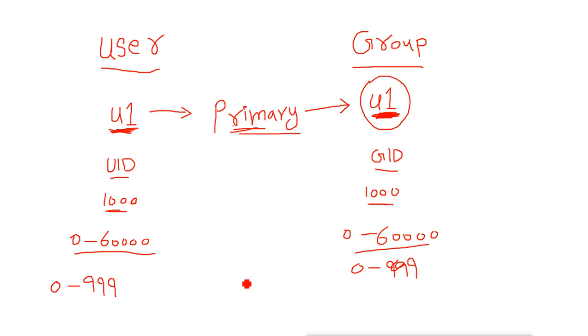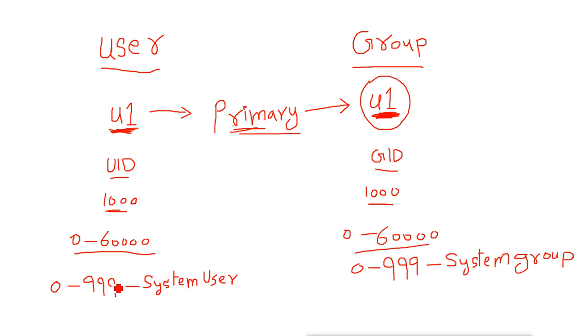Now what are these reserved GIDs? These are reserved for the system users. UIDs 0 to 999 are reserved for the system users, the users which come with the services. So if we have a service installed, a user will be created and that user will get a UID from this 0 to 999.